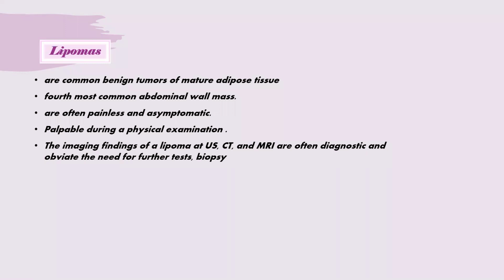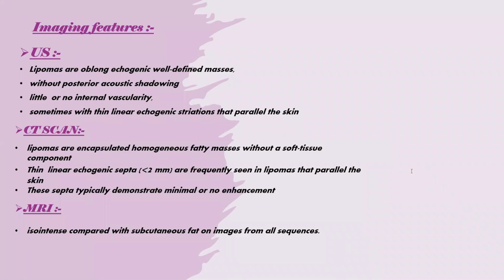The imaging features of lipoma by ultrasound are oblong, echogenic, well-defined masses without posterior acoustic shadowing, little or no internal vascularity, sometimes with thin linear echogenic striations that are parallel to the skin. On CT scan, lipomas are encapsulated homogeneous fatty masses without soft tissue component. Thin linear echogenic septa less than 2 mm are frequently seen in lipoma, parallel to the skin. These septa typically demonstrate minimal or no enhancement. By MRI, isointense compared with subcutaneous fat on images from all sequences.